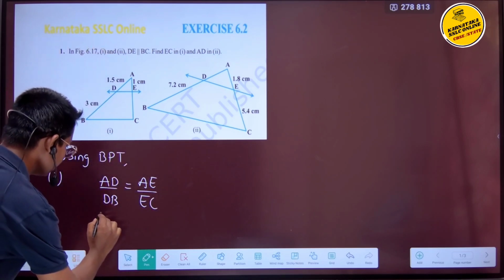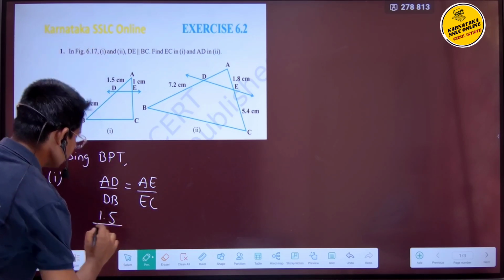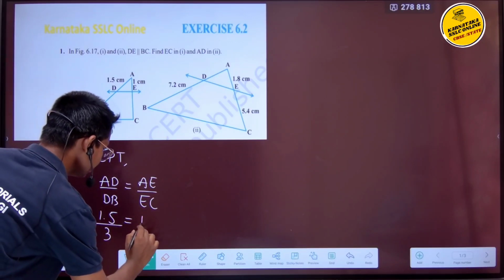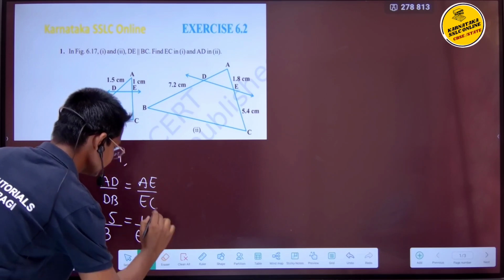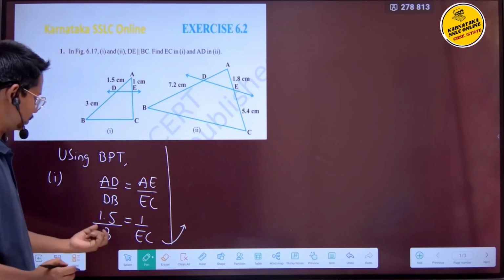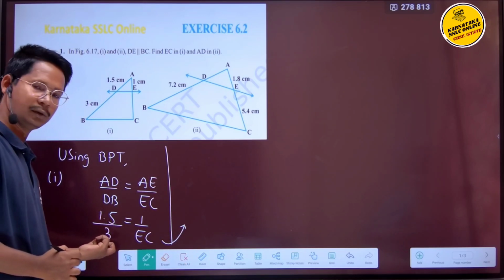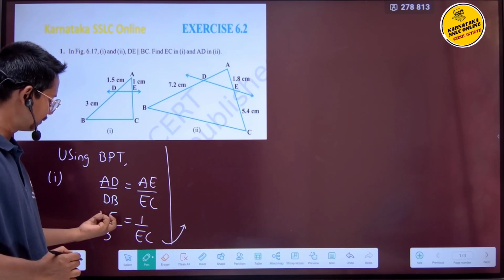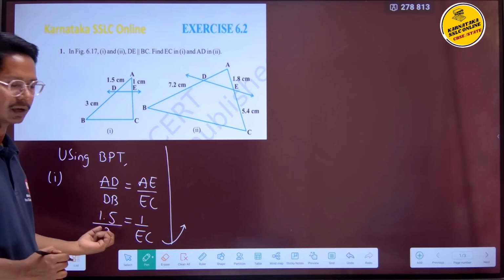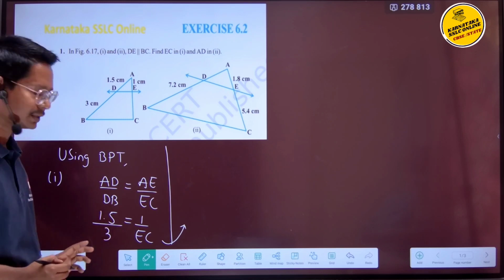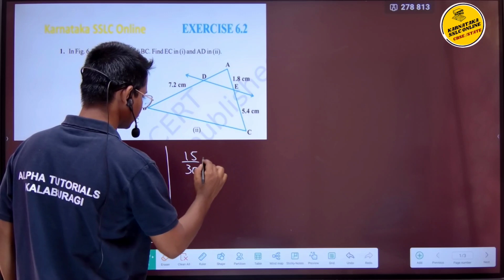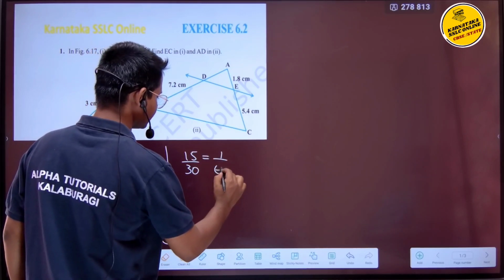What is AD? 1.5. What is DB? 3. AE is 1, and we need to find the EC. Correct? Fine. So this is in decimal and this is in whole number or a natural number. So I'll convert both the numbers into the same form, I mean both as a natural number. So I'll multiply 10 to both the numbers. So 1.5 becomes 15, 3 becomes 30, is equal to 1 by EC.